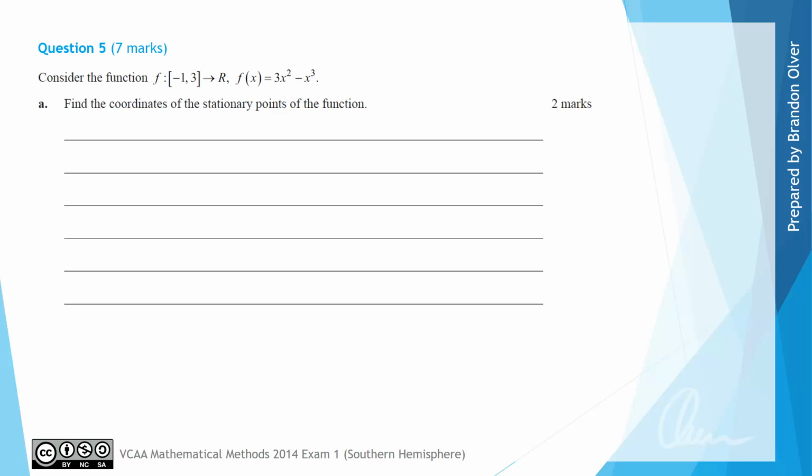For question 5 we consider the function f with a domain of -1 to 3, with both of those points included by the square brackets, with the rule f of x equals 3x squared minus x cubed. For part A we're asked to find the coordinates, so that's important, of the stationary points of this function. Whenever we think about stationary points, we know that solving f dashed of x equaling 0 will find the x values of the stationary points, and then we'll just have to find the y values to complete the question.